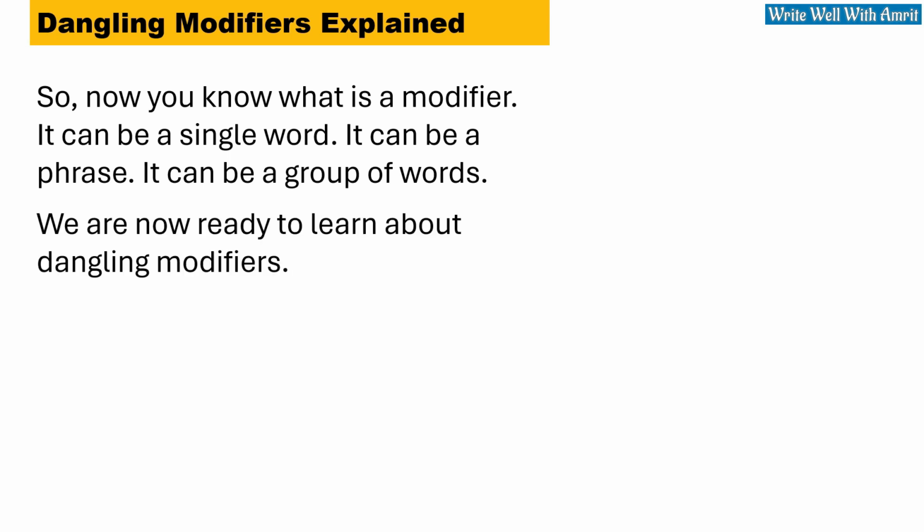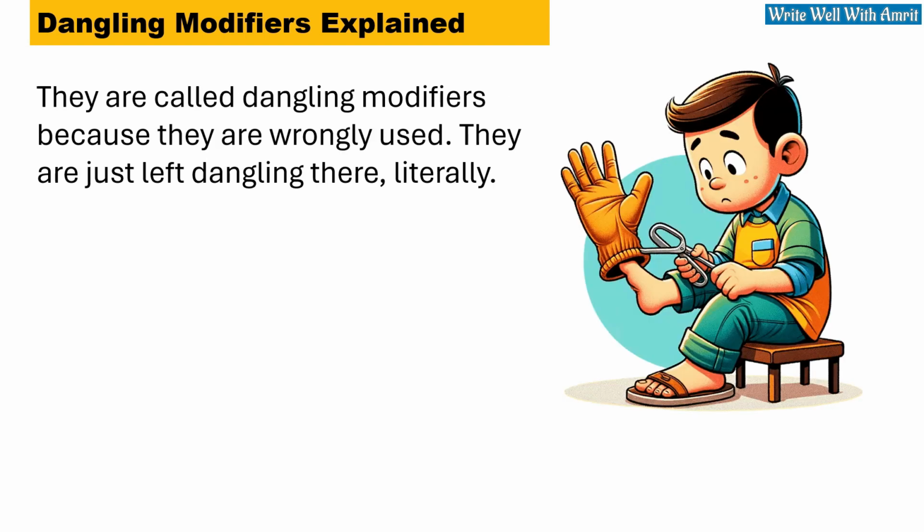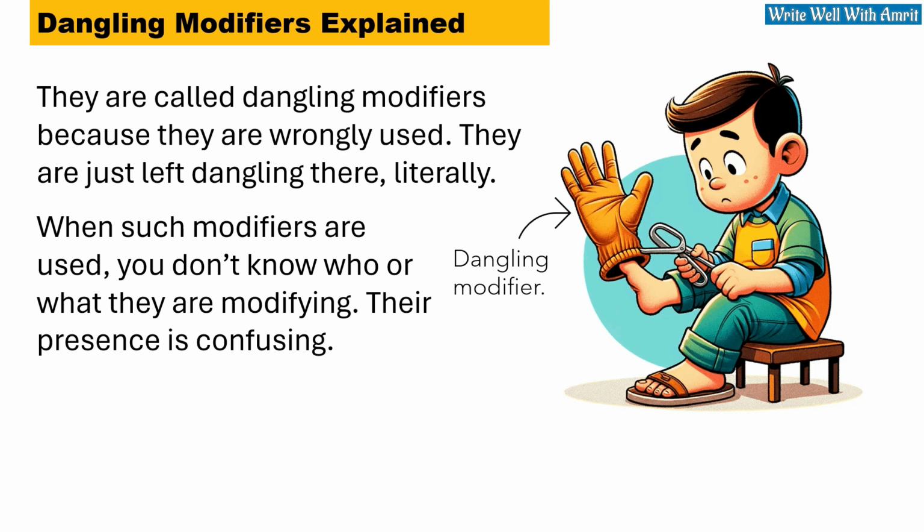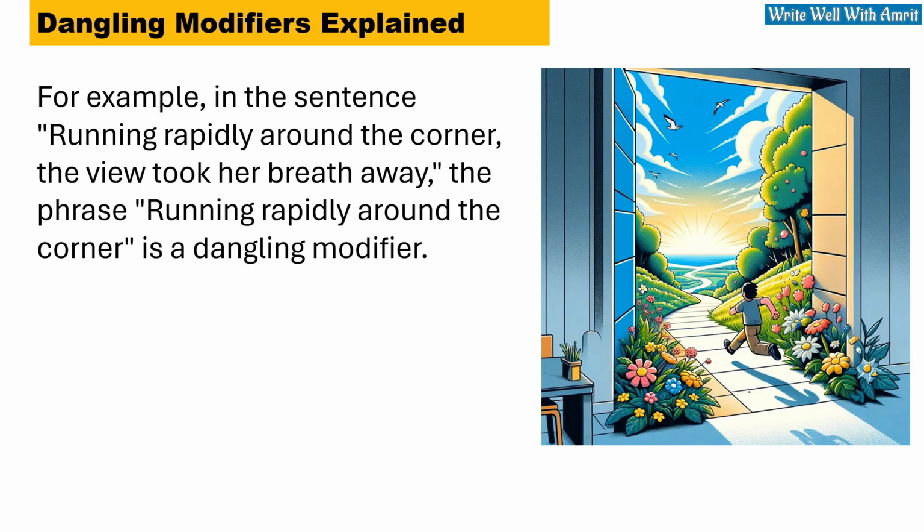We are now ready to learn about dangling modifiers. They are called dangling modifiers because they are wrongly used. They are just left dangling there, literally. When such modifiers are used, you don't know who or what they are modifying. Their presence is confusing. For example, in the sentence, running rapidly around the corner, the view took her breath away.